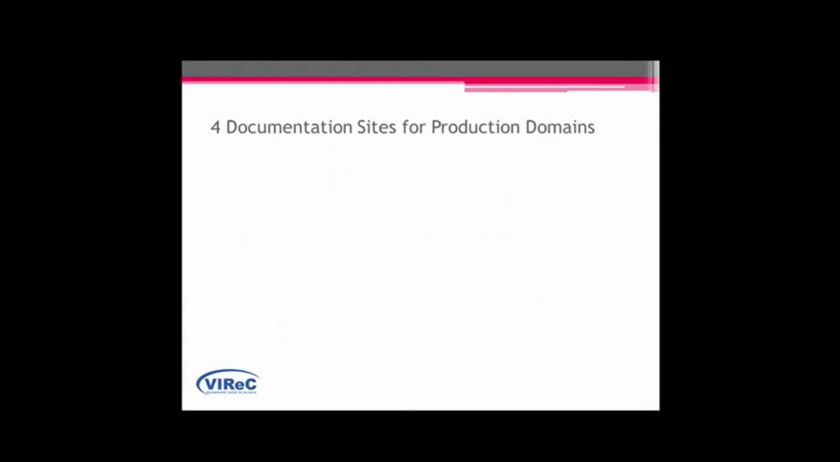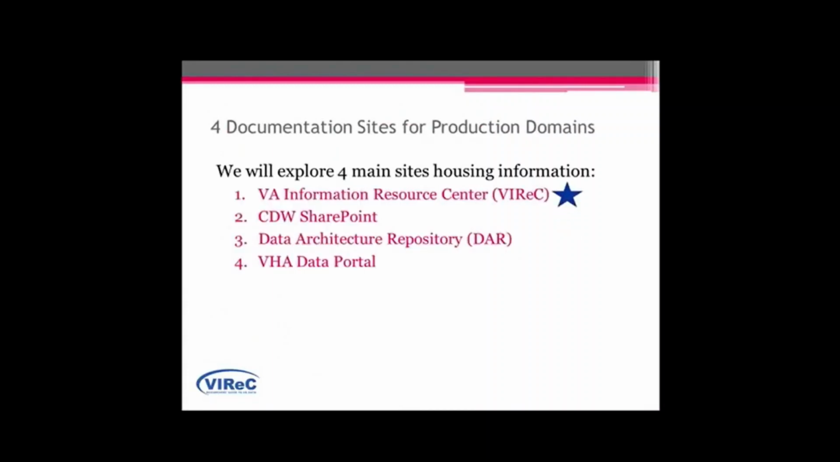But in general, for production domains, there are 4 main sites that may be useful to you when you're trying to find documentation. The first one that I'll cover is the work that we've done here at VIReC, and then I'll move into the CDW SharePoint site, the data architecture repository, and then the data portal.